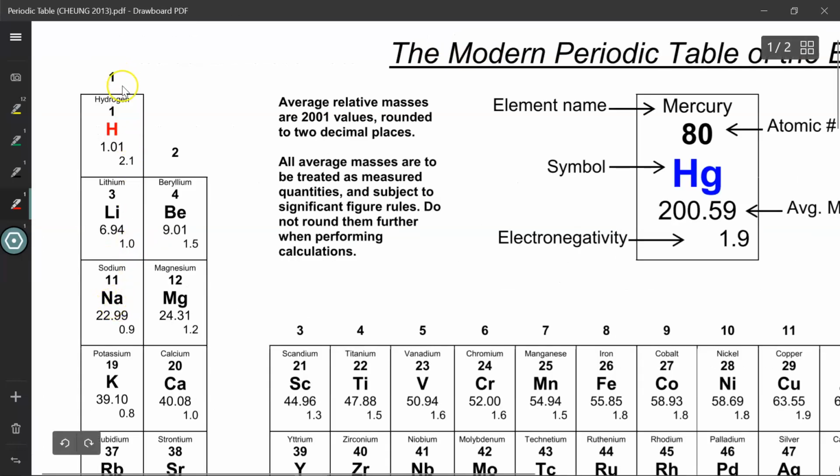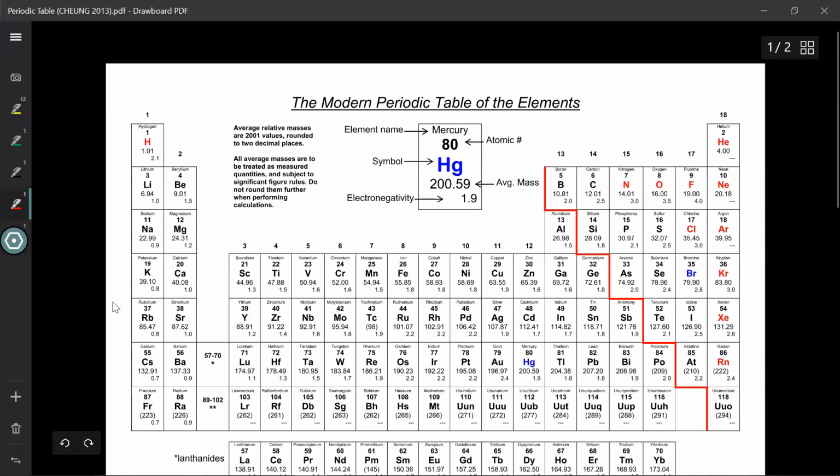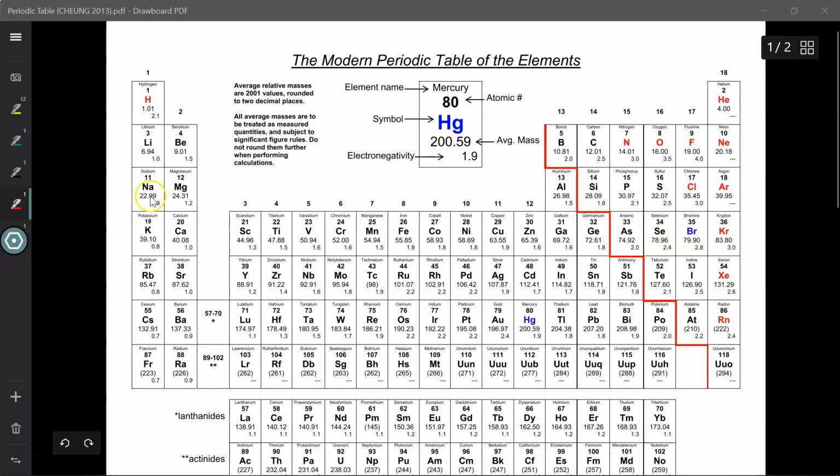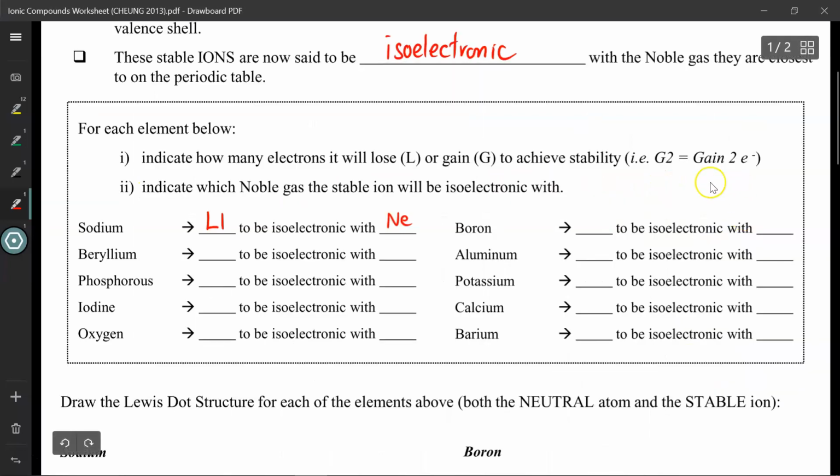Sodium is in group 1 of the periodic table, so it has one valence electron. Now, is it easier for sodium to gain 7 more electrons in order to turn into argon? Or is it easier for sodium to lose 1 electron and become neon instead? So obviously it's easier to lose that 1 electron and become isoelectronic with neon than it is to gain 7 electrons to be isoelectronic with argon. So we write down that sodium will lose 1 electron in order to be isoelectronic with neon gas.